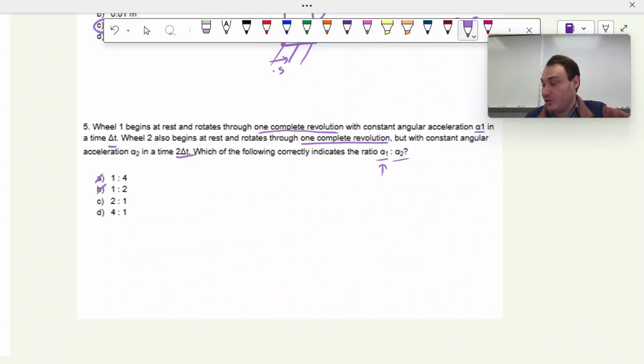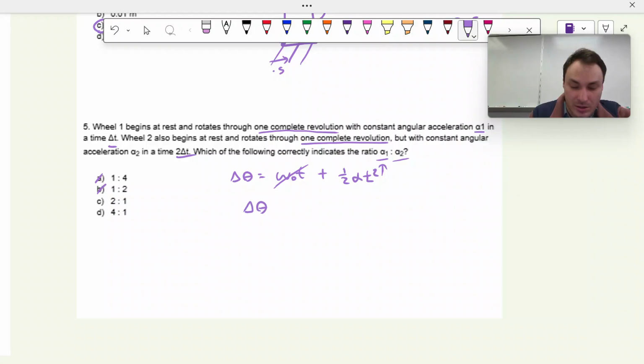To get what actually C and D is, let's go ahead and set up our kinematics. We're going to use this equation: delta theta equals omega t plus 1/2 alpha t squared. We can ignore that first part of the equation because it starts from rest. The initial angular velocity is 0 in both cases. So delta theta equals 1/2 alpha t squared. And let's go ahead and solve for the alphas. Alpha equals 2 delta theta over t squared.